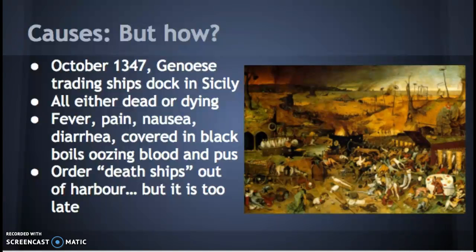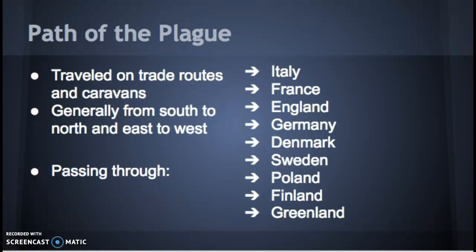But at that point, it was already too late. Again, because of the things we just talked about with the famine and the increased susceptibility to disease, it was just too late for it. And the disease spreads very, very quickly across the trade routes. And you've got here a list of the major areas that it hits.